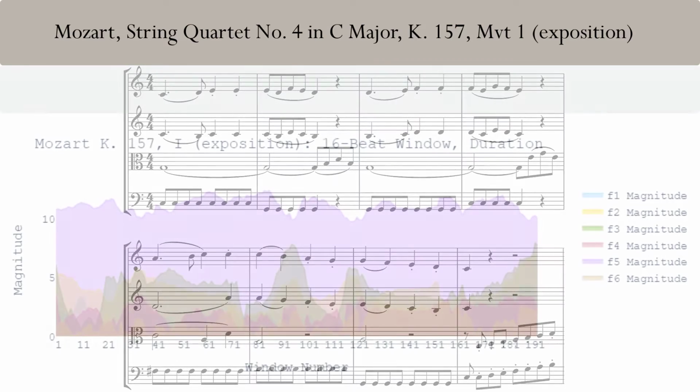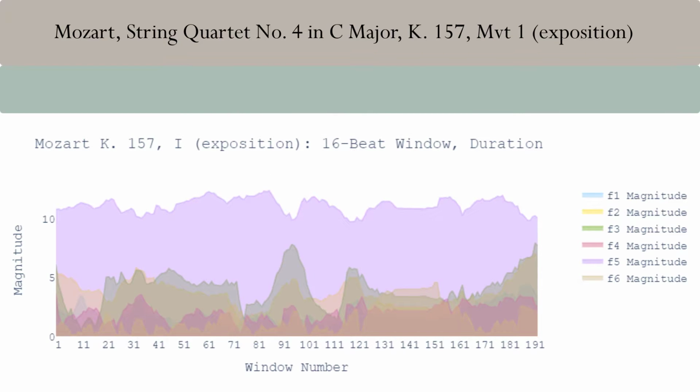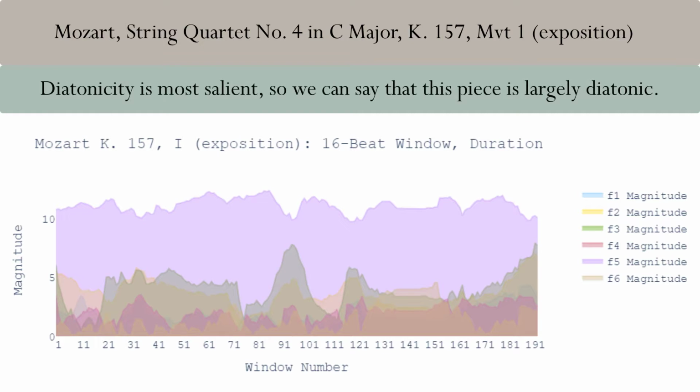This graph shows the magnitudes of all 6 Fourier components in just the exposition. It was generated with a 16-beat sliding window. The mass of lavender represents the F5 component, and its prevalence indicates that perfect fifths, or the measure of diatonicity, is the most salient harmonic quale of this sonic landscape. Since F5 is the most prominent component, let's take a closer look.